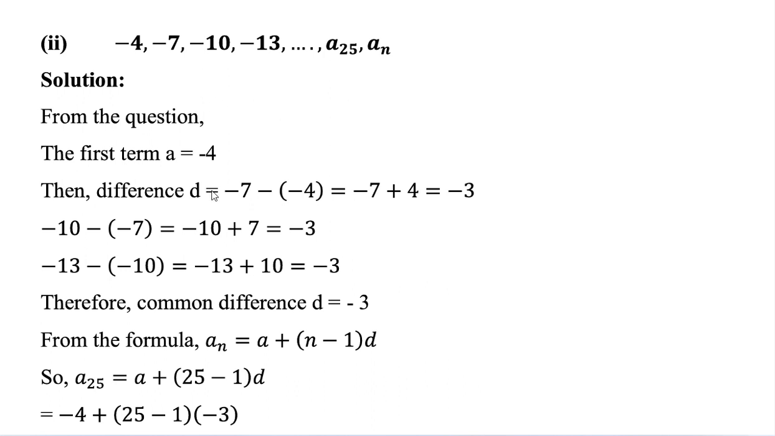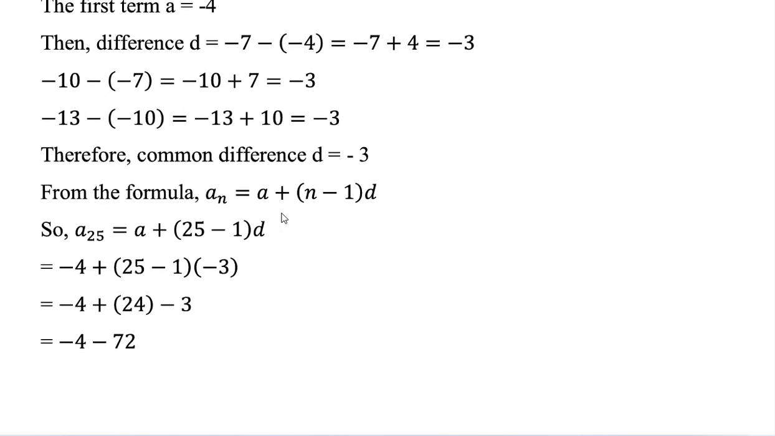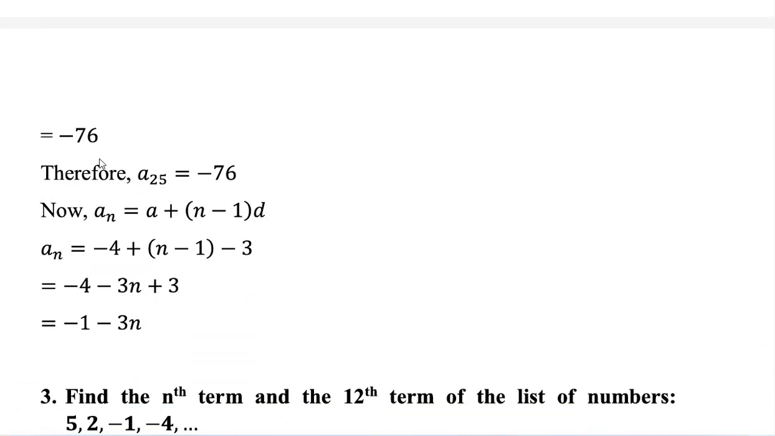So this is the way. So A25 means the 25th term. We have to memorize the formula: a plus n minus 1 into d. So put the value of a, put the value of n, which is 25, and put the value of d, that is minus 3. You will get 76. So A25 will be 76.